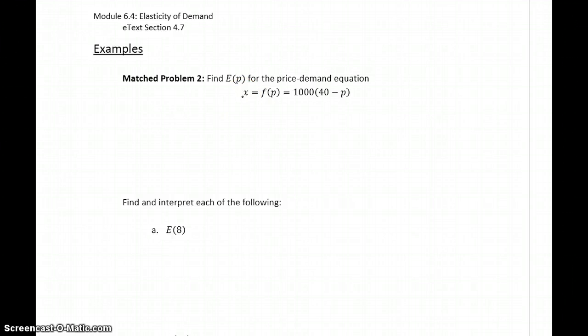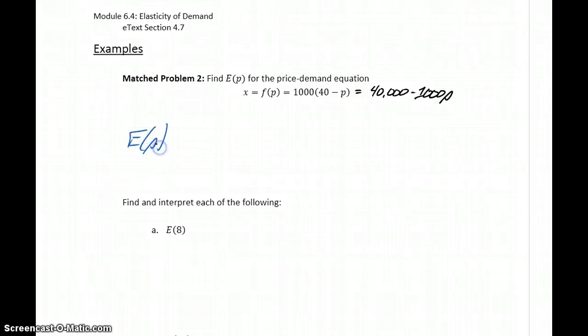for x. And what we're going to do is just take that 1,000 or 10,000 and just distribute that through to write this as 40,000 minus 1,000p. So we've got it in a form that will just be easier to differentiate.